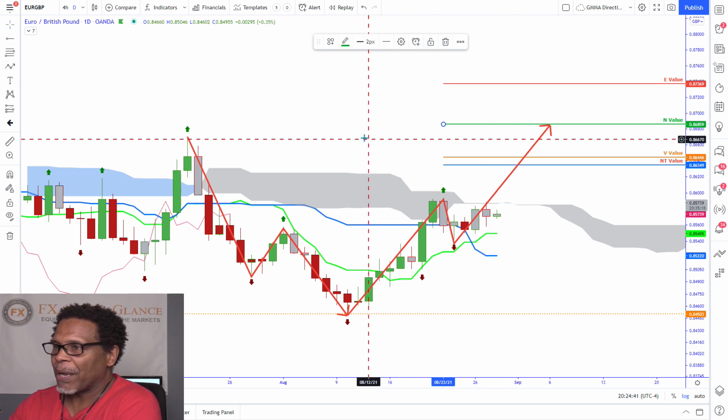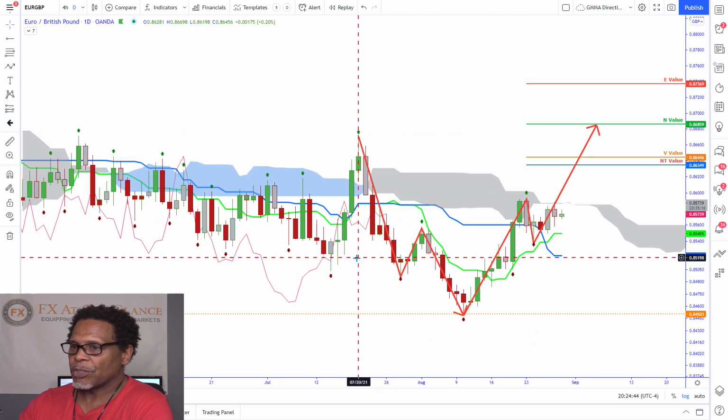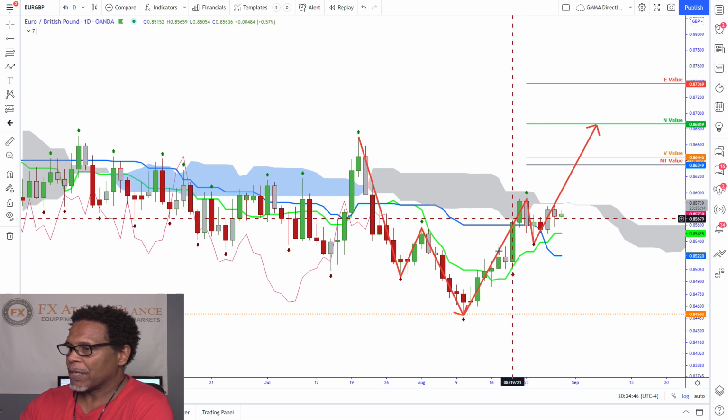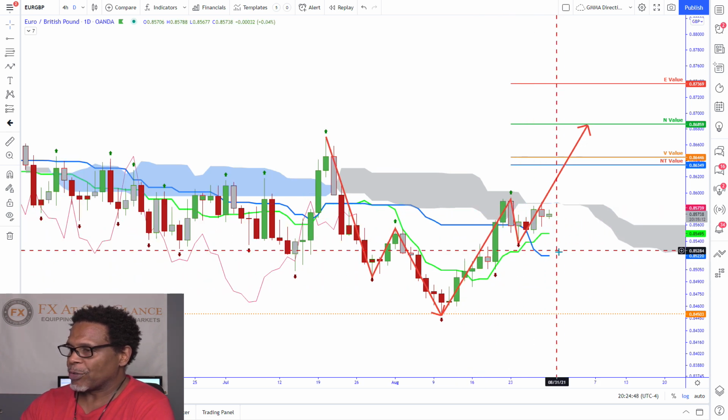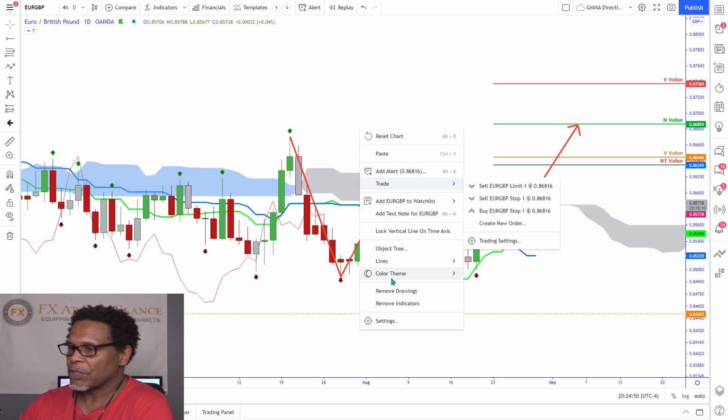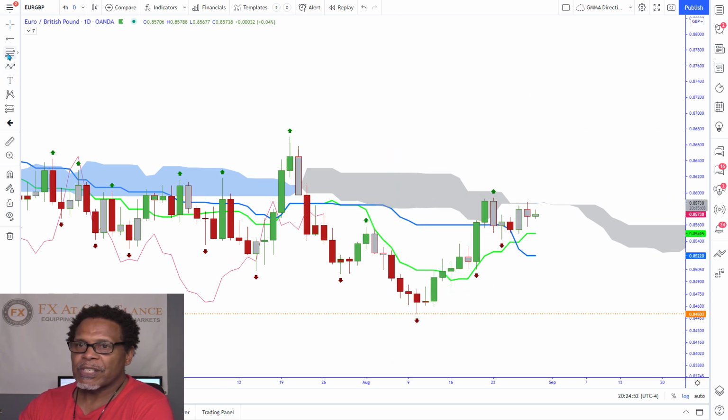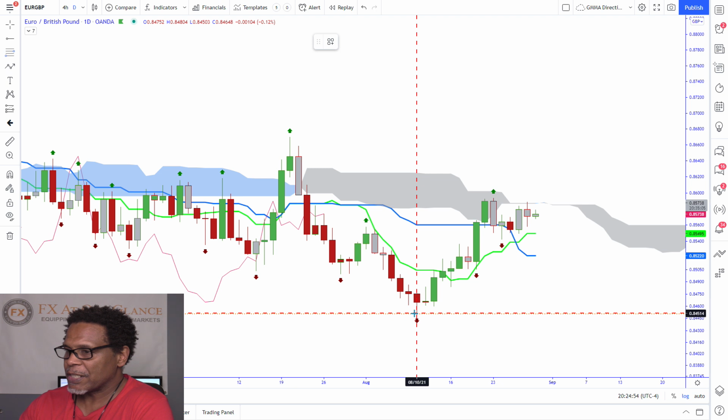All right, so we might be looking at the market starting to move to the upside. We kind of moved up, kind of retraced. Let's see how far that retracement was. See how far this retracement was.